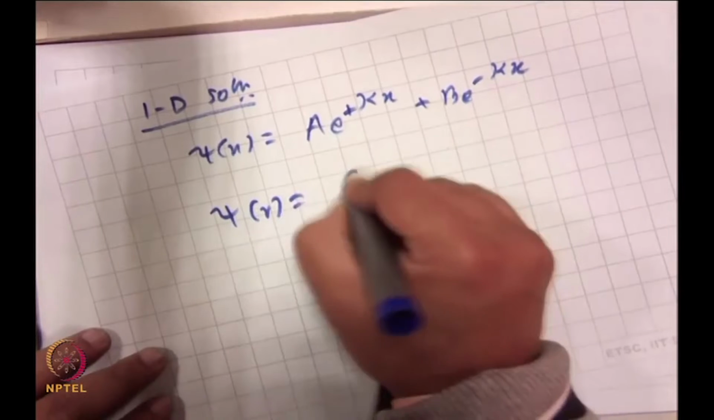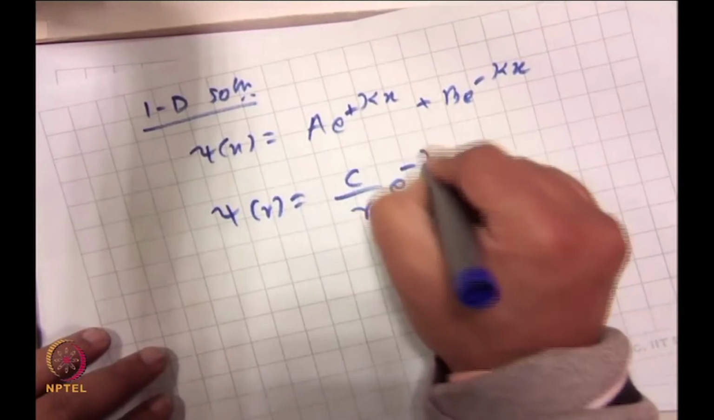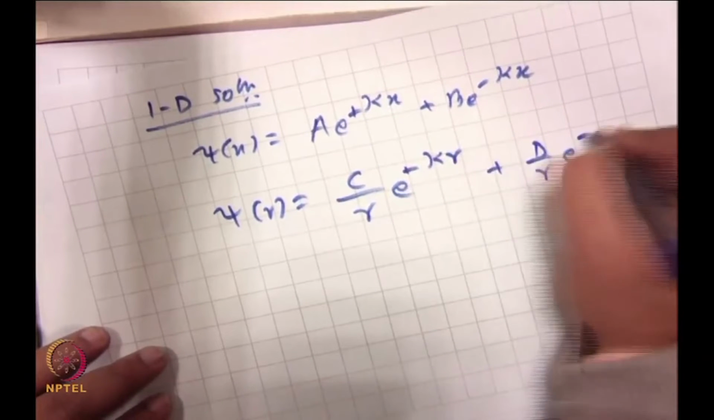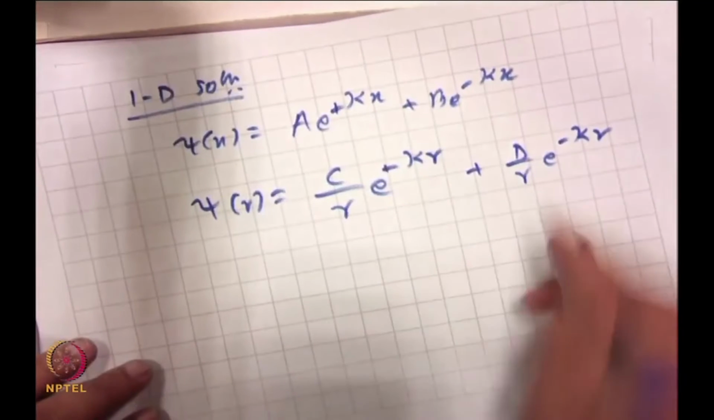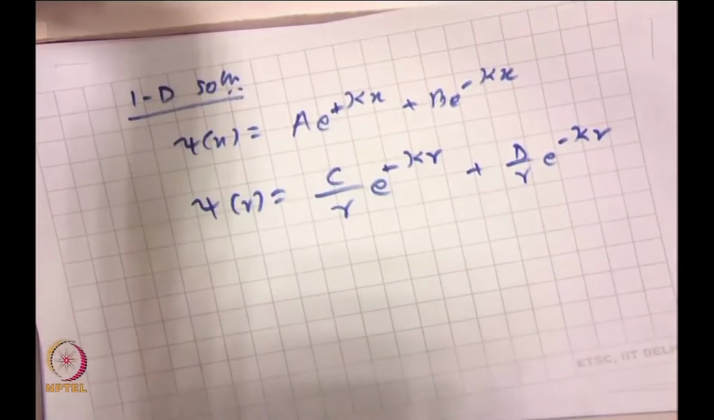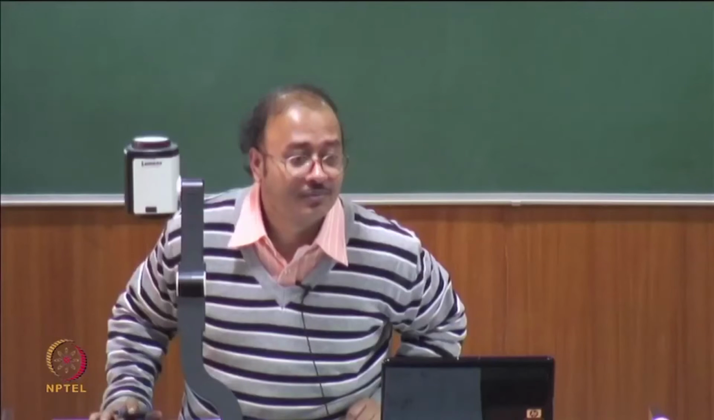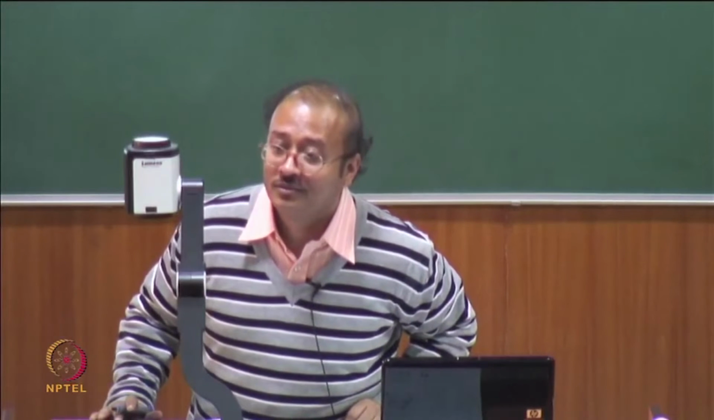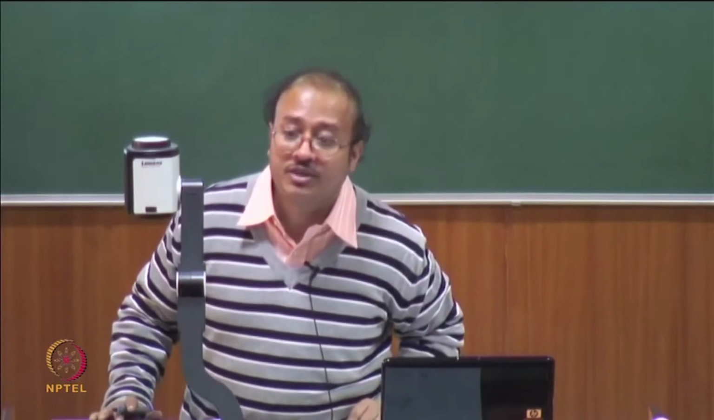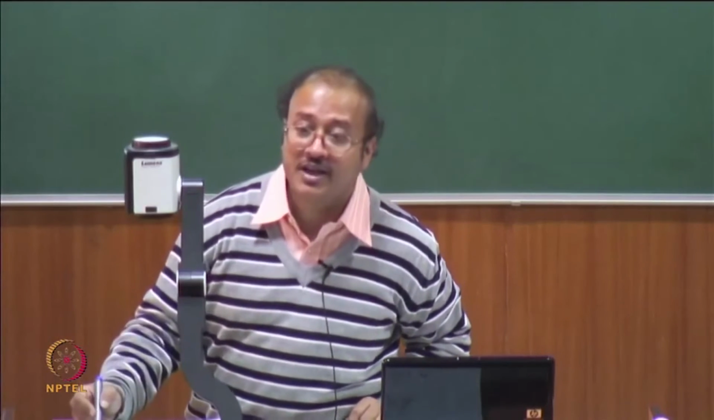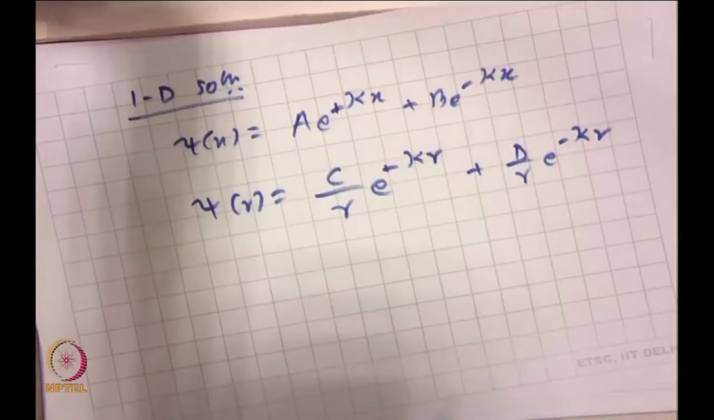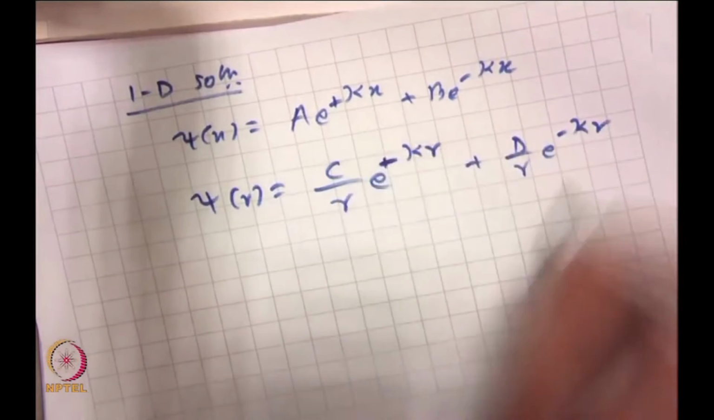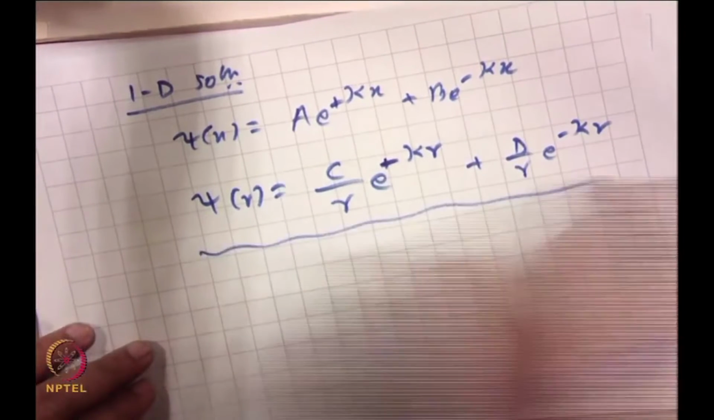I should not be writing this C by r e to the power plus kappa r plus D by r e to the power minus kappa r. Should I be writing psi here? Psi is the solution, come on, right? Psi is what we are solving for. We should not be having psi out there. We are solving for r psi, which is essentially your x, right? But this is just psi. Psi is the solution we are looking for. So this is what your psi goes to: C by r e to the plus kappa r, D by r e to the minus kappa r. So please correct this one. This is the correct form.